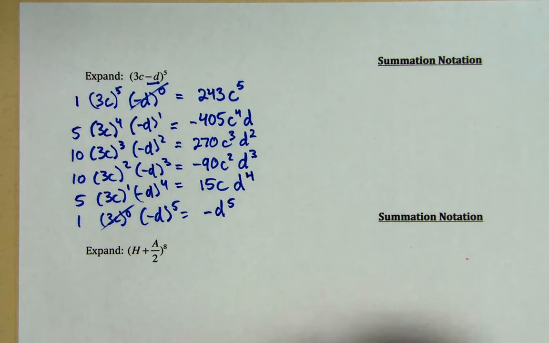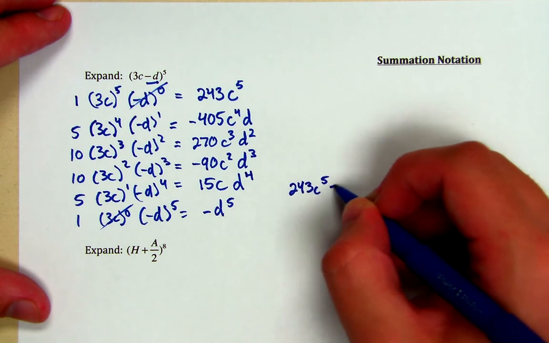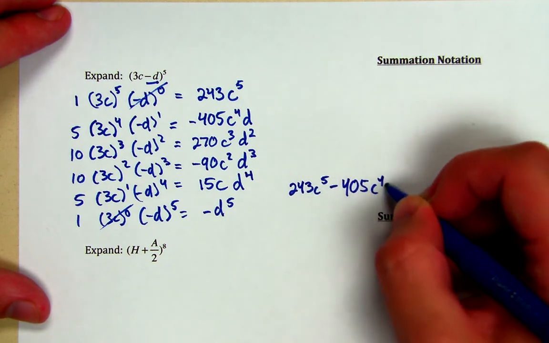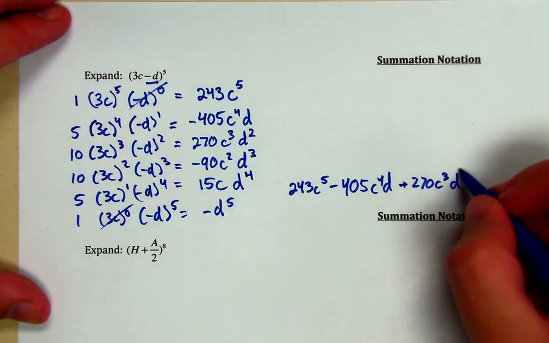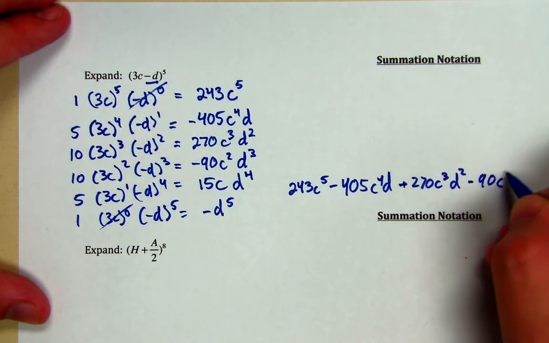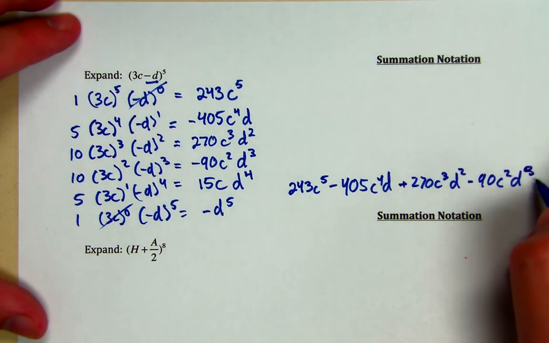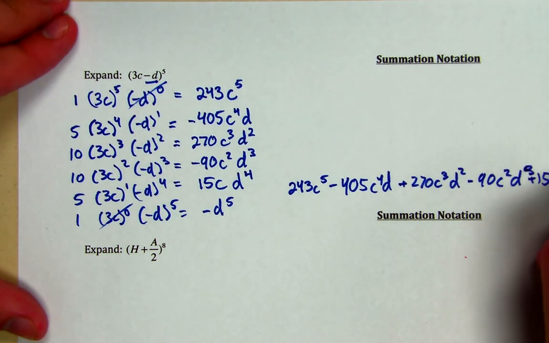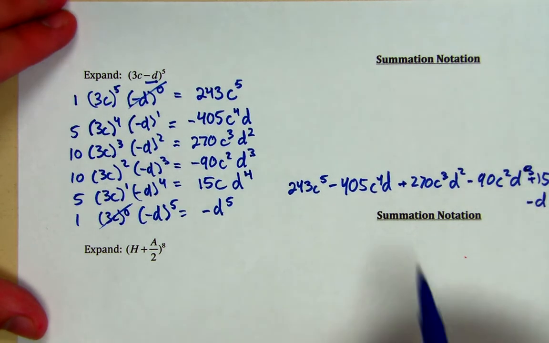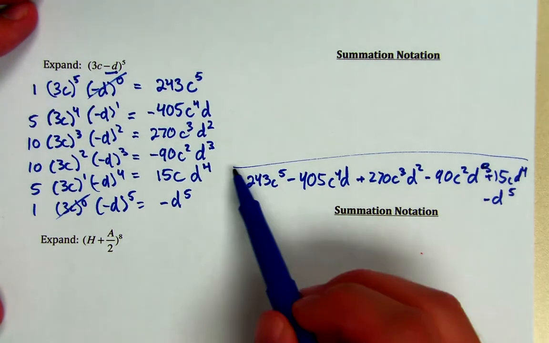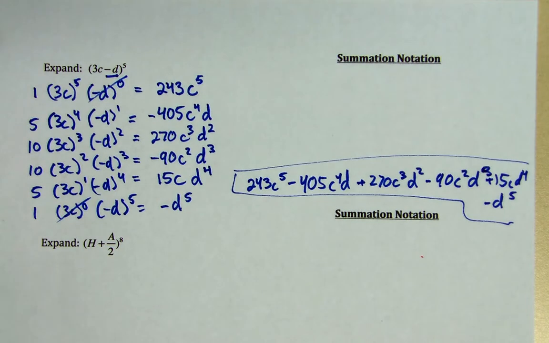But you need to put it all together, so you really need to write this in the end as 243c to the 5th minus 405 c to the 4th d plus 270 c cubed d squared minus 90 c squared d cubed, plus 15 c d to the 4th, and I ran out of room, minus d to the 5th. And that is really the whole answer right there. But I kind of use space here to go ahead and find each term, and then I put them together.